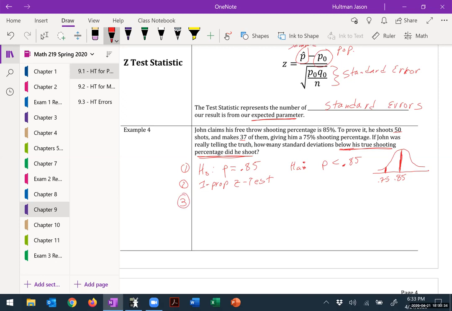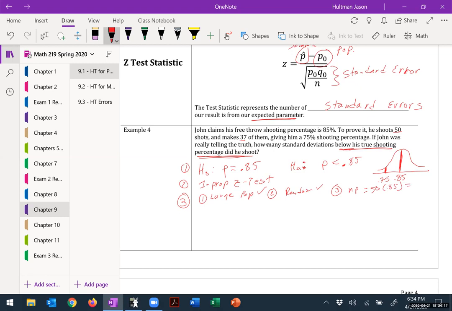Number 3 says, is this even possible to compare it to a normal curve? Well, is the population large? Large population? Sure, we're going to go with that. Is it a random sample? Sure, we're going to go with that. Number 3 is N times P. How many shots did he do? Is N times P greater than or equal to 10? Well, what is N? N is 50. What's P? P is 85%.